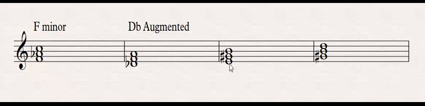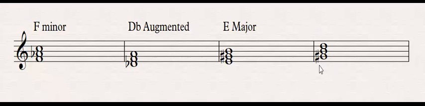Okay, try this one. E, G sharp, B. Take a second, try and figure out what kind of triad that is. Okay, so we looked at the first interval, the E to the G sharp, and we said, okay, that's a major third. The G sharp to the B is a minor third. That makes this an E major chord.